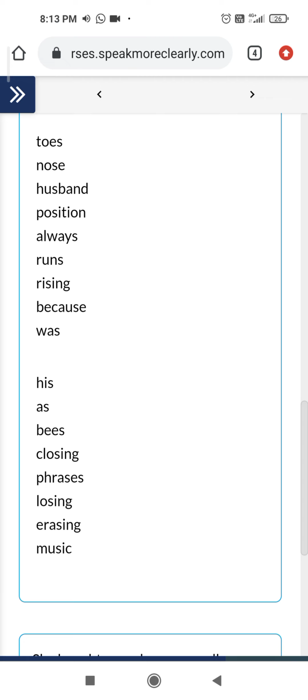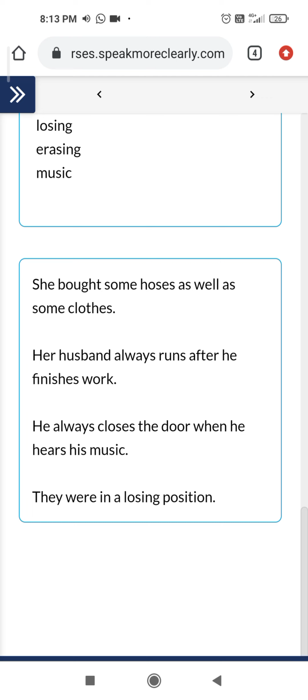She bought some hoses as well as some clothes. Her husband always runs after he finishes work. He always closes the door when he hears his music. They were in a losing position.